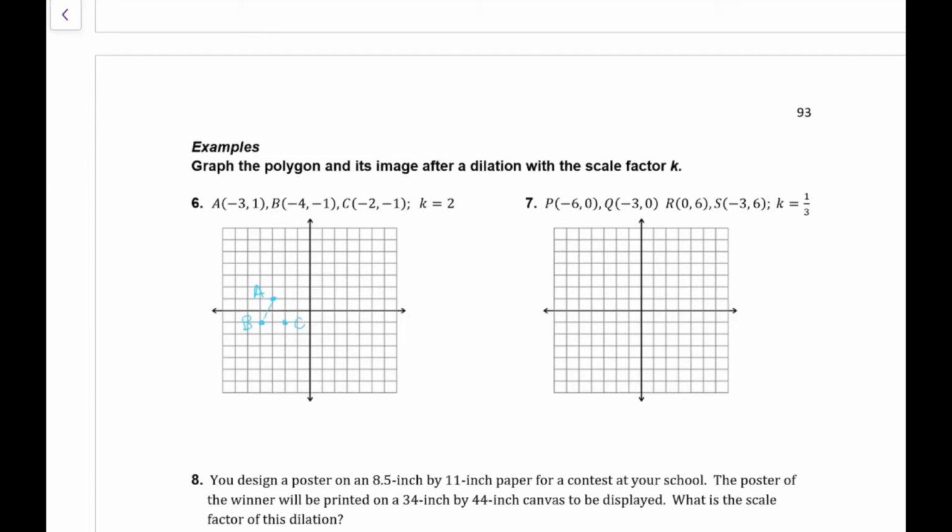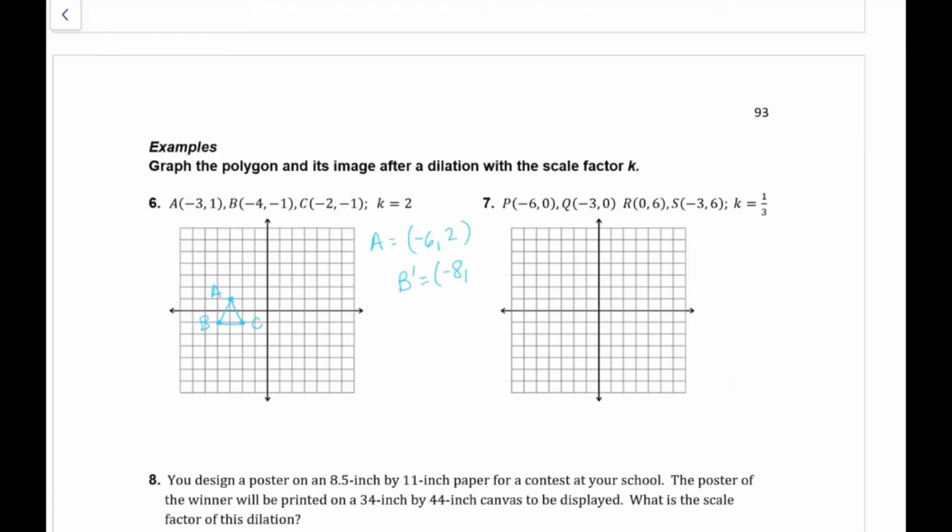Our scale factor is going to be 2. So we are going to take all of these points and we are going to multiply them by 2. So on A, I take -3 and times it by 2 to get -6, and 1 times it by 2 to get 2. B, -4 times 2 is -8, and -1 times 2 is -2. On C prime, we take -2 times 2 is -4, and -1 times 2 is -2.